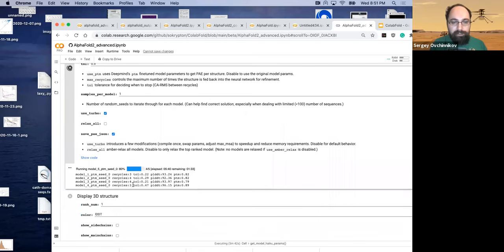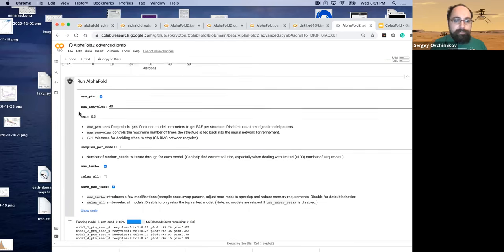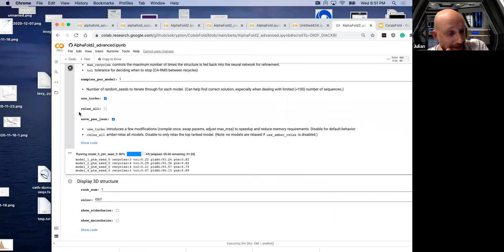Okay, it finished the 4th model now, and you can see here it ran for 3, 4, 4, and 3 cycles. So far what we see is that you can always just set it to a large number and set the threshold, and it will just run. So the tolerance is half an angstrom. Does it make sense to set it that low?